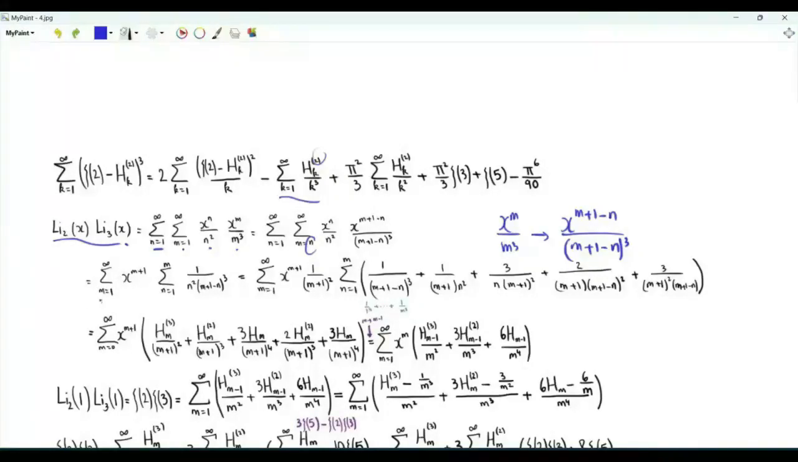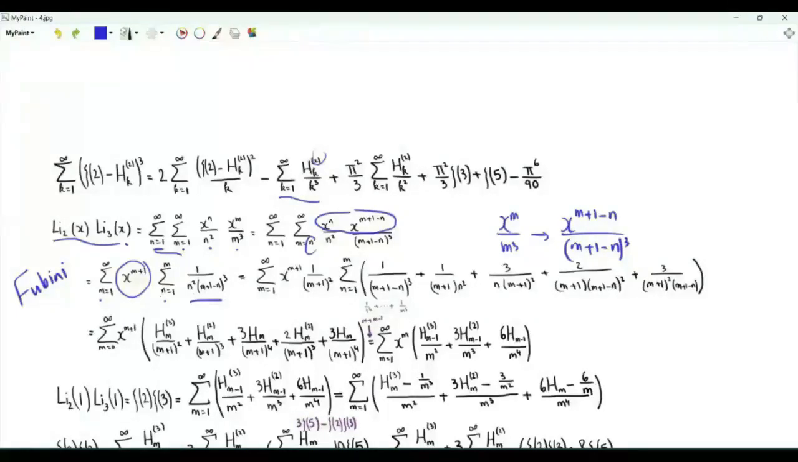Interchange the order of summation. We get sum over m from 1 to infinity, sum over n from 1 to m. Note that here and in the other cases, this interchange of summation order is justified by Fubini, as the double series is absolutely summable when the magnitude of x is less than 1. When we multiply these two terms, we get x to the power m plus 1.